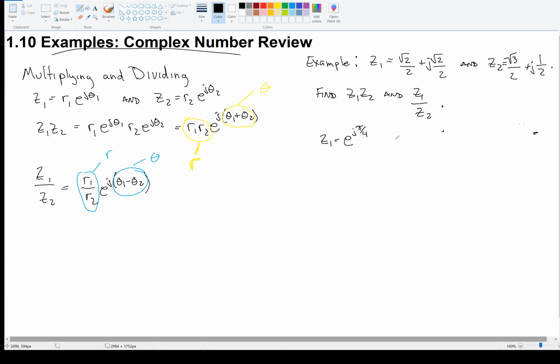And z2, well, z2 is on the unit circle as well. So do you remember what the angle of z2 is? So if we go over negative square root of 3 over 2, and then up 1/2, or somewhere over here, where this angle is pi over 6. So this angle is 5 pi over 6, I believe.